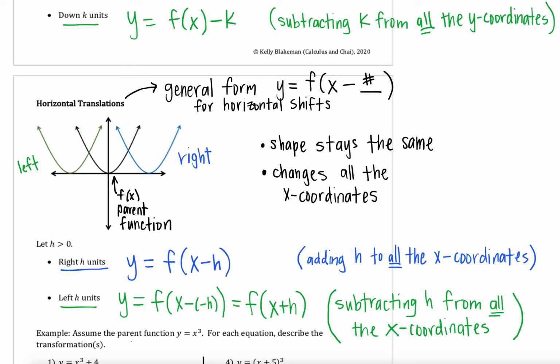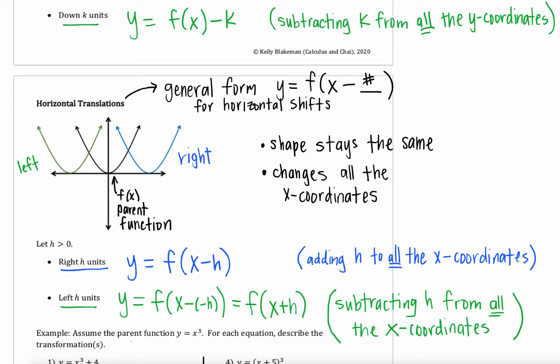So on our graph here, I have a parabola, and in black, that's representing our parent function right here. That is our original base function that we're starting with. And I've taken the graph and shifted it to the right, and I get this blue curve here. Or we could shift the graph to the left and we get that green curve. Just like with vertical shifts, the shape is staying the same. Nothing's changed here. I still have a parabola. I'm just shifting it either to the right or to the left.